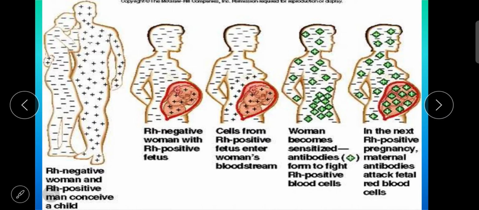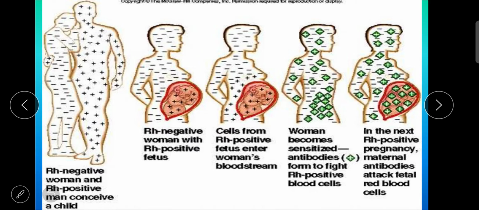See what happens. In some cases an RH negative woman and an RH positive man conceive a child. In that case, there is a chance that the negative mother can carry an RH positive baby, and cells from the RH positive fetus enter the woman's bloodstream. The woman becomes sensitized, producing antibodies to fight RH positive blood cells. In the next RH positive pregnancy, maternal antibodies attack fetal red blood cells. So here are some conditions in which there is a chance of RH incompatibility.